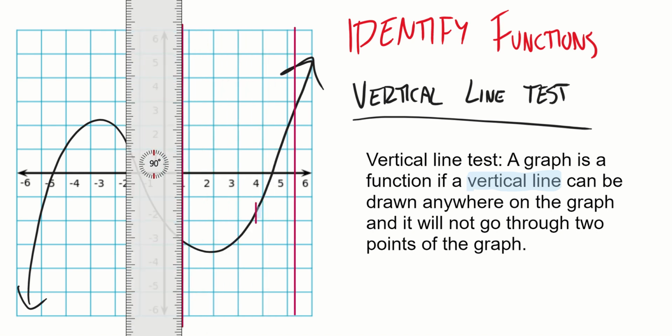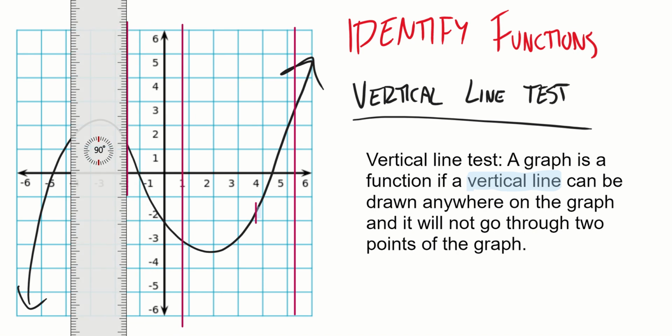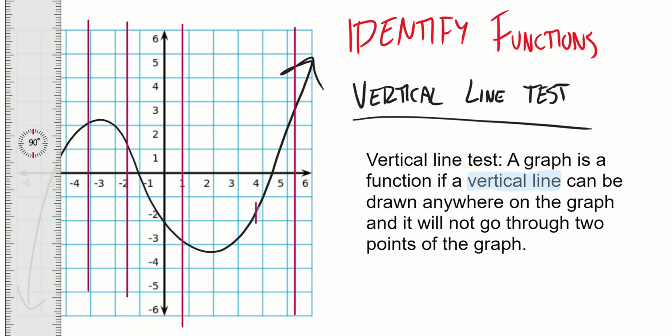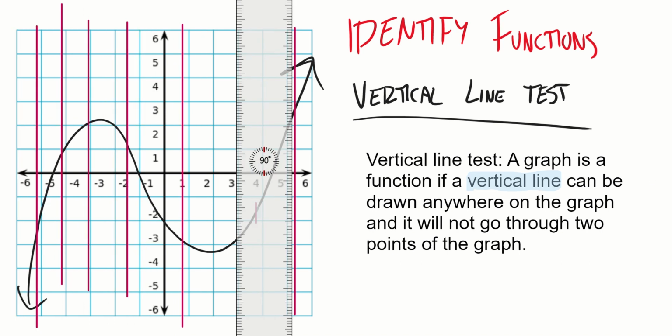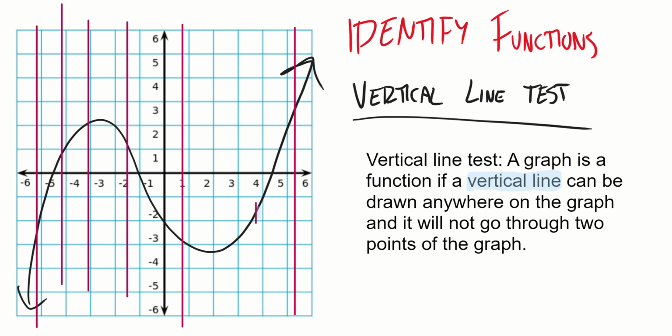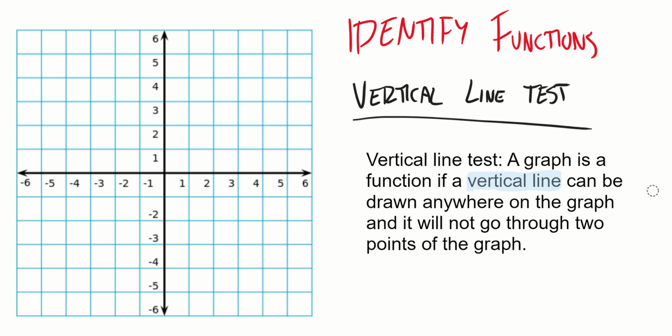Move it here, I draw a line straight up and down, only crosses my graph once. Straight up and down, straight up and down. Whoops, that was not where I want it to be. Straight up and down. I can move my vertical line anywhere on my graph, and if I draw a line that's straight up and down, it will only cross my line once. If it crosses my line only once, it is a function. If there's any point that crosses my line more than once, it's no longer a function.